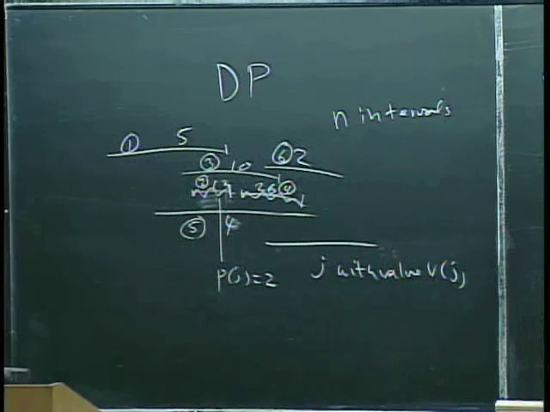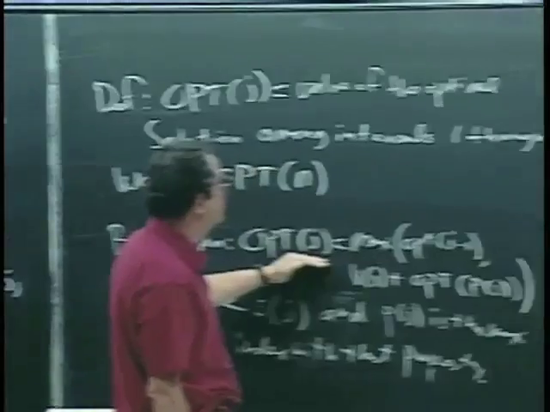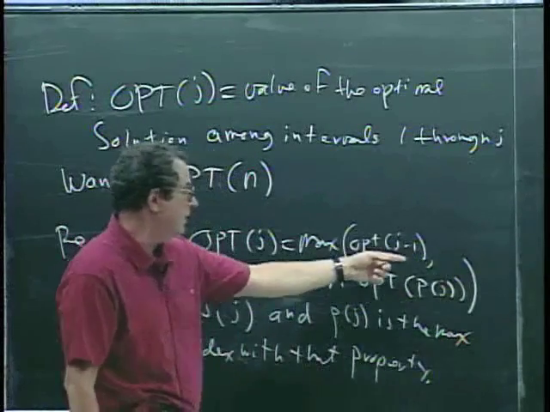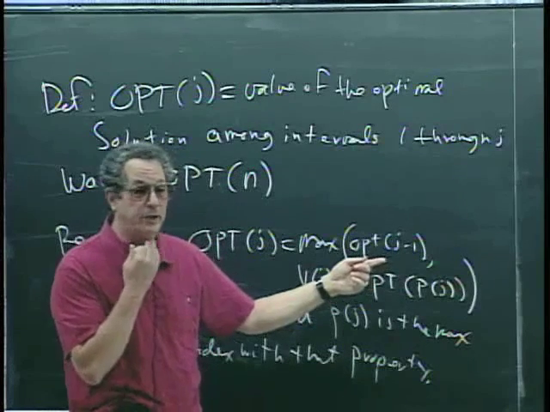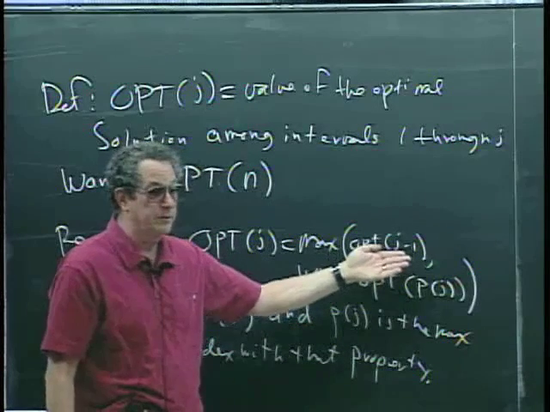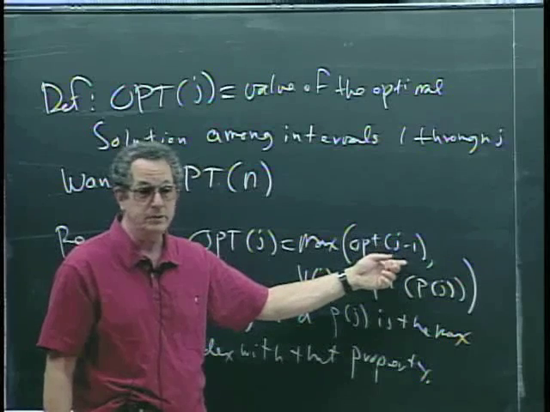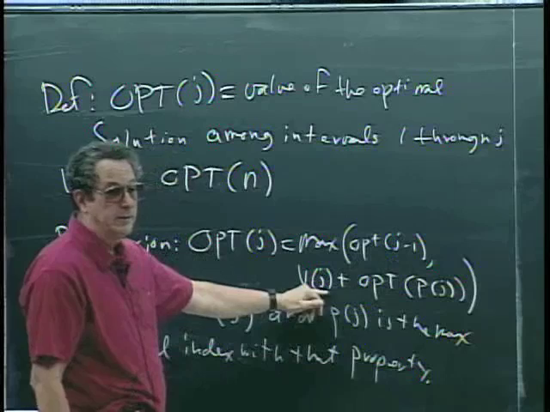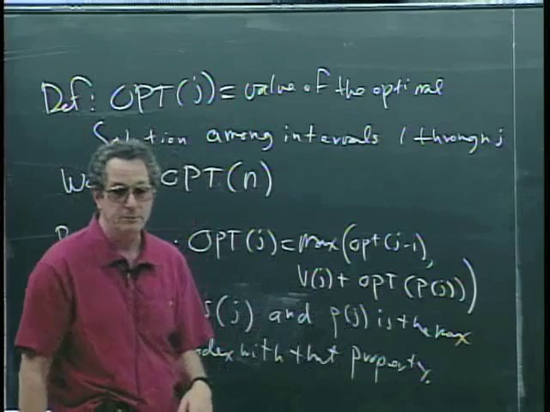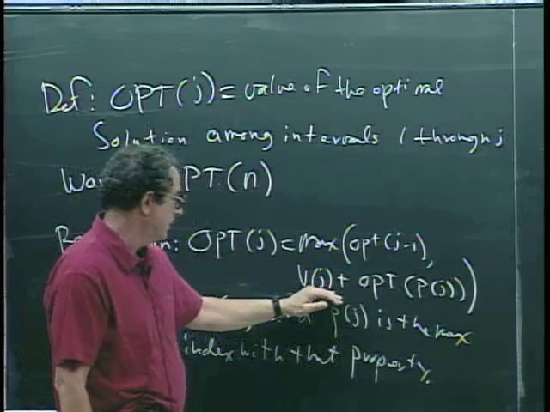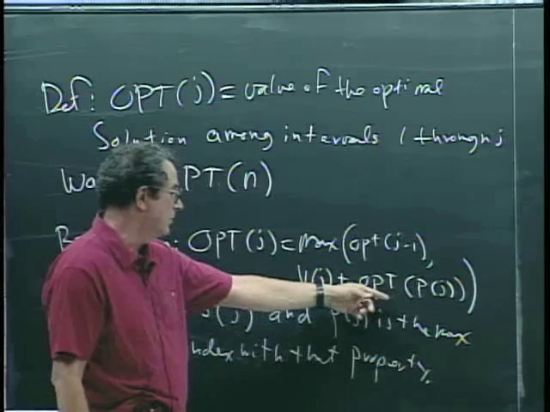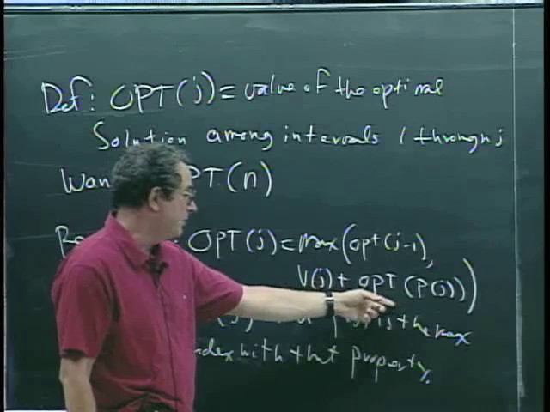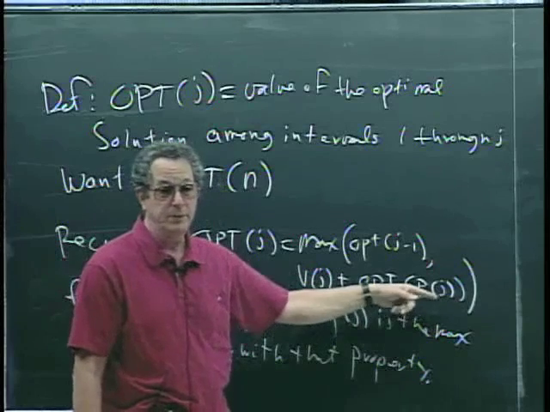So the recursion is saying the best thing you can do when you're looking at intervals 1 through j comes from two possibilities. Either you don't take interval j, in which case the best thing you can do is what you can do with intervals 1 through j minus 1. Or you are going to take j, in which case you get its value, but then you can't take anything that overlaps it on its left side. And so the best you can do with the intervals that remain, that are permitted, is opt of p j, the intervals 1 through p j.